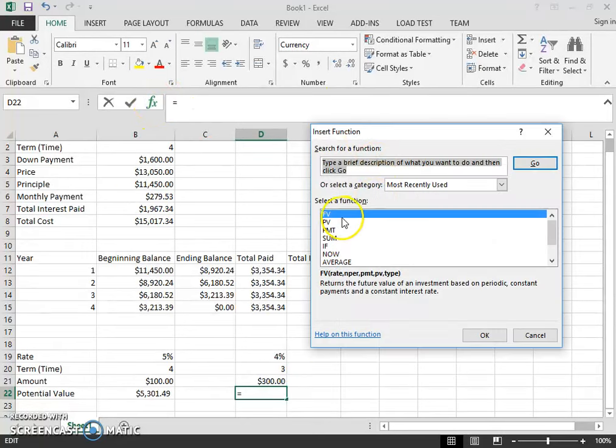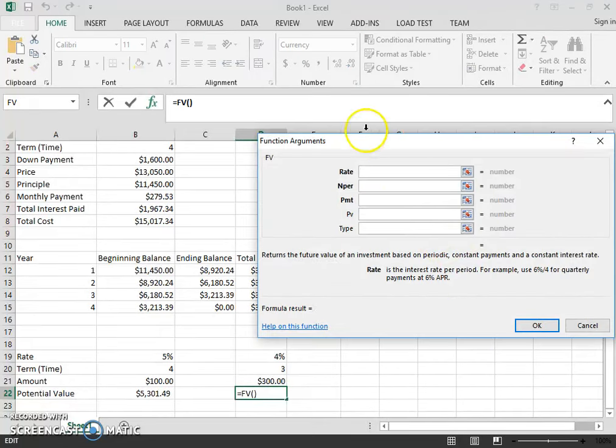So we do our insert function, future value formula, and we hit OK. Now, just like before, we're going to start off with our interest rate. So our interest rate is 4%. But because we are investing quarterly, not monthly, we're going to take our interest rate and divide that by 4, because we're making 4 investments per year, not 12. Number of payments, in other words our NPER, is the total number of payments in this investment. Well, we're investing for 3 years times 4. So once again, we're not doing a monthly investment, we're doing a quarterly investment.